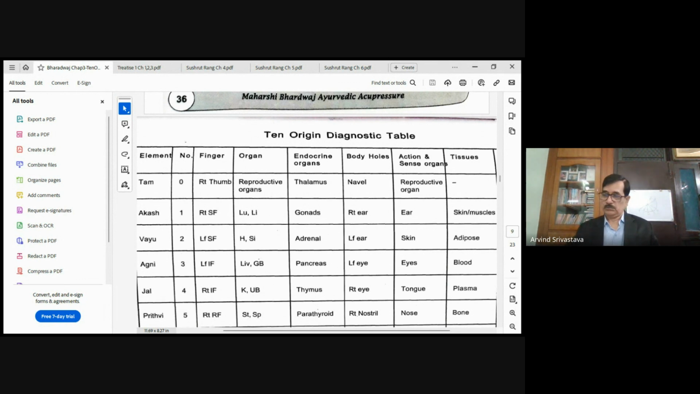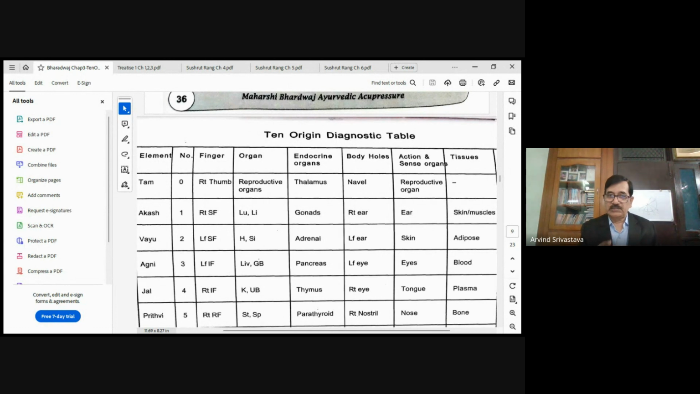Now, we were discussing the 10 origin principles, and out of that we studied all 10 elements. That is Mahabhut. Five physical elements are said to be Mahabhut, and 5 metaphysical are said to be Dravya.